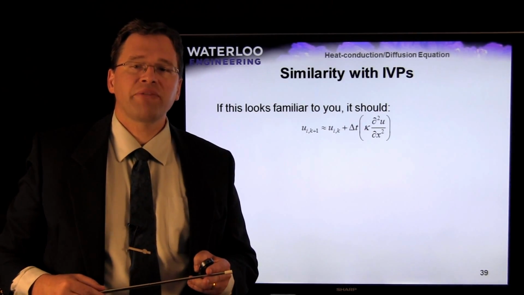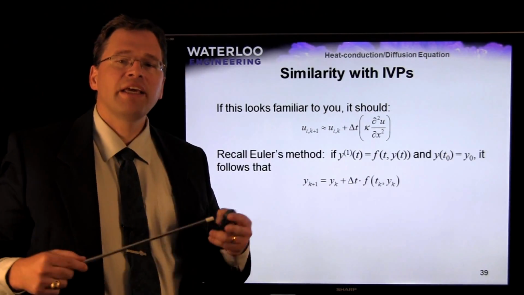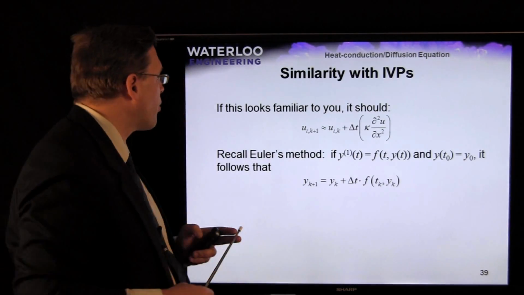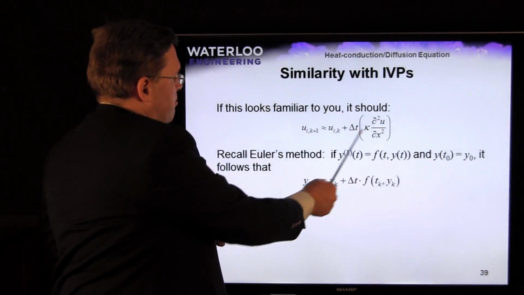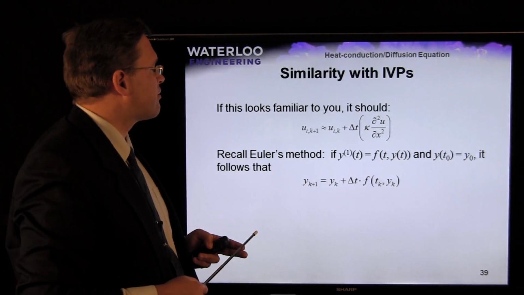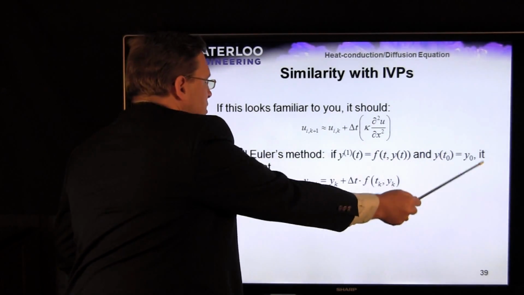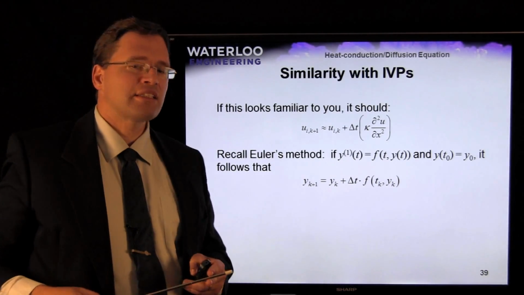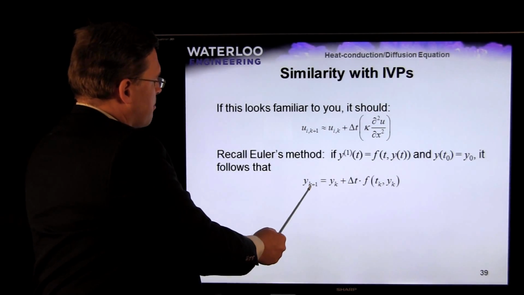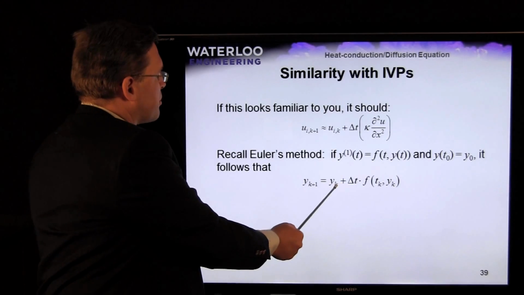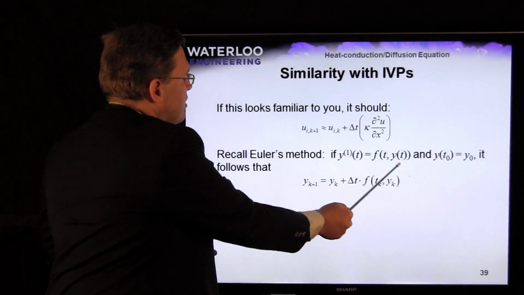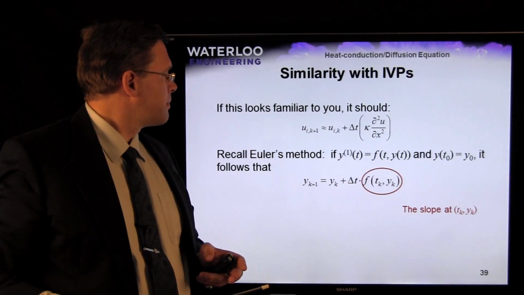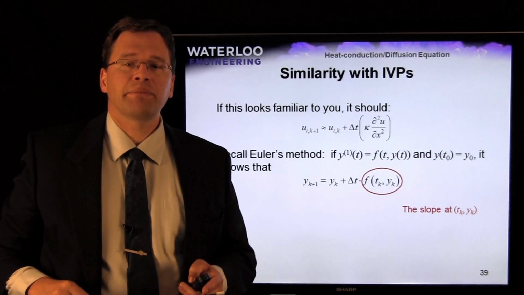Now this should look actually quite familiar. In fact, recall Euler's method. Euler's method says that if we have an ordinary differential equation with some initial condition, we can approximate a solution to that system by just setting the next value as the previous value plus delta t times the slope. And that is the slope at t sub k, y sub k.